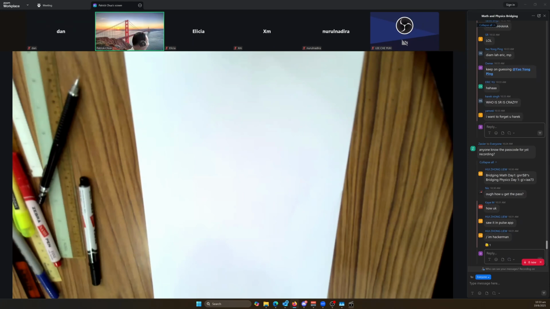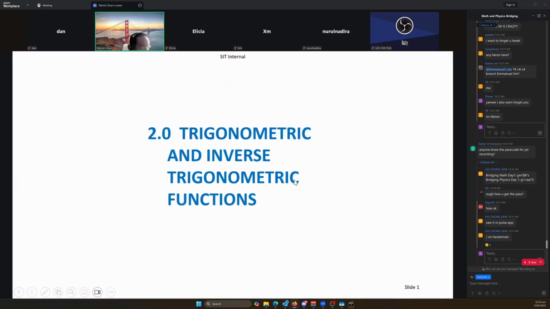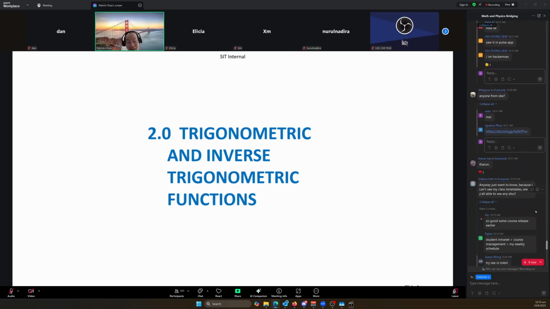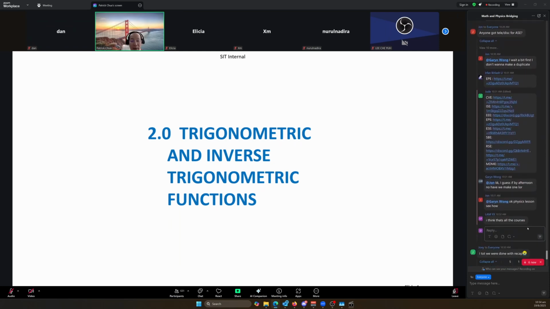Okay, this is trigonometric and inverse trigonometric functions. We know what trigonometry is. It involves sine, cosine, tangent, secant, cosecant, and so on. First, we must understand what these functions are, how the graphs look for sine, cosine, tangent, secant, cosecant, and then how to evaluate them.